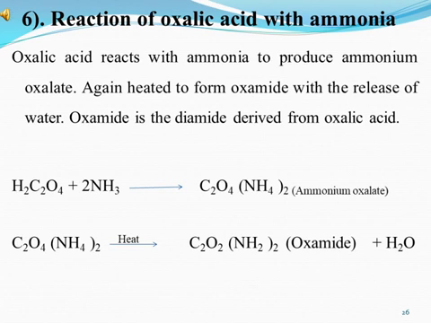As you can see in the equations, oxalic acid reacts with ammonia to form ammonium oxalate, and when this ammonium oxalate is again heated, it forms oxamide with the release of water.